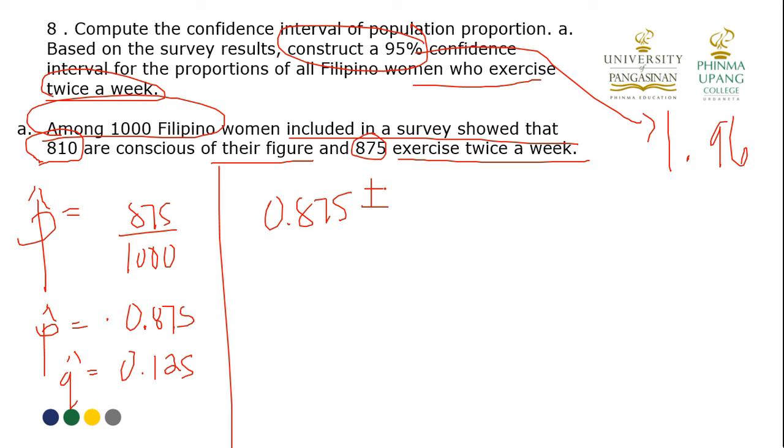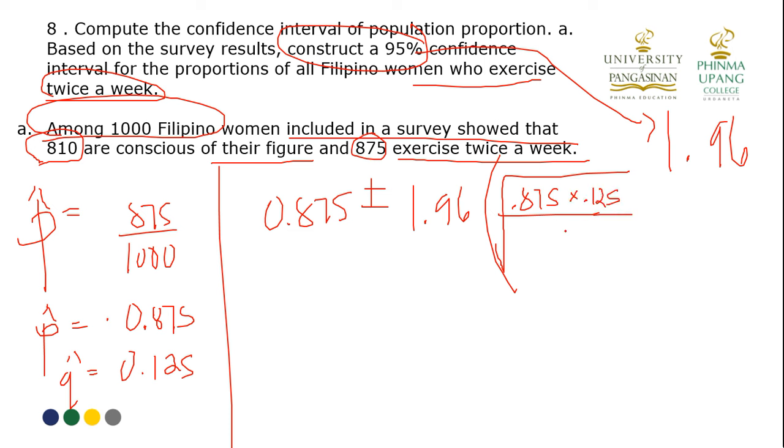So this is 0.875 plus and minus the critical value, which is 1.96, times the square root of 0.875 times 0.125 over n, and our n is 1,000. Go! Give me the final answer in four decimal places for LL and UL.